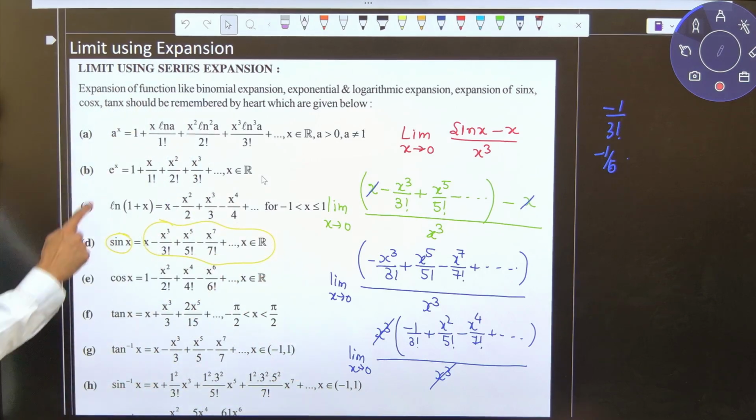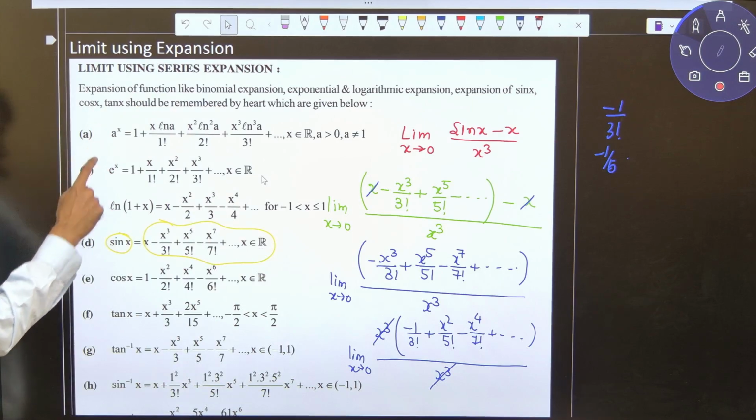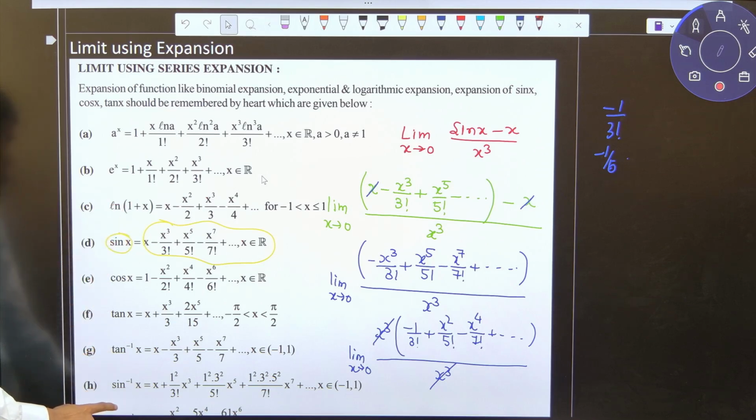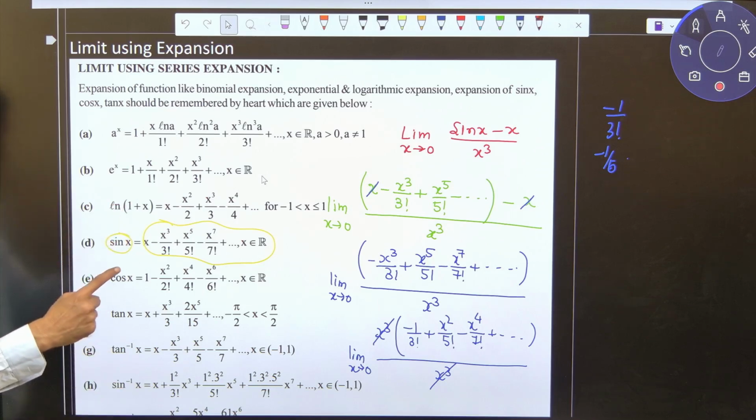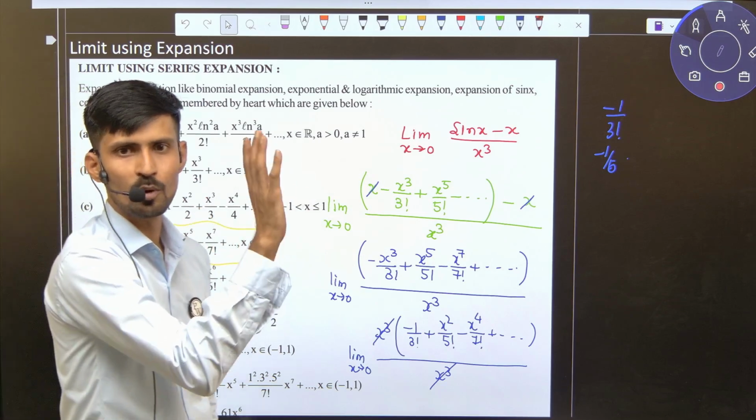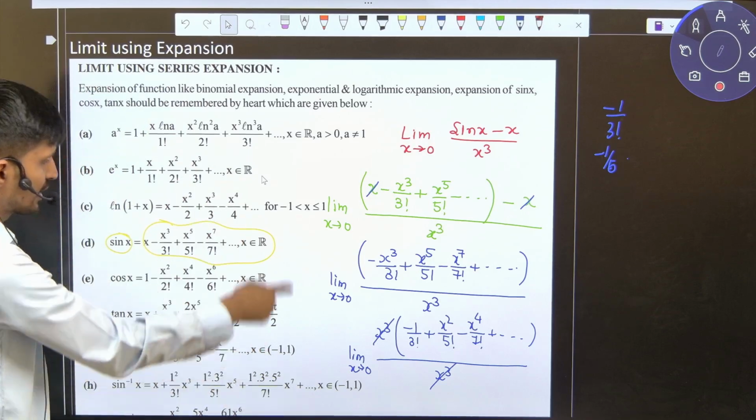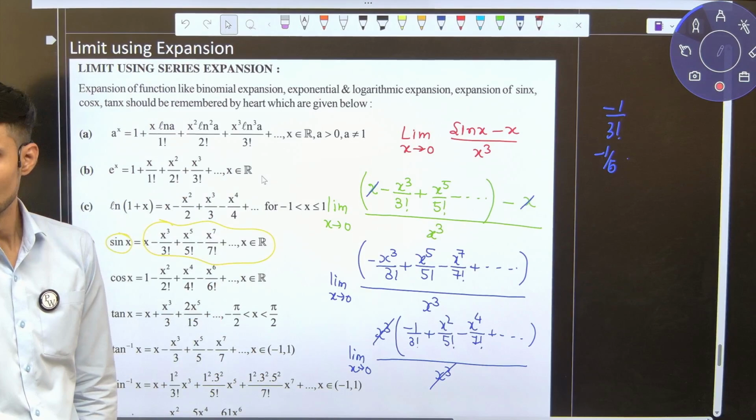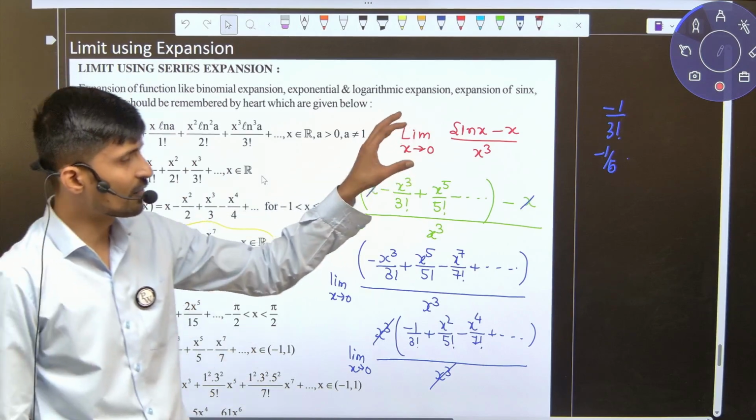See this. Exponential, logarithmic, trigonometry. And x raised to n minus a raised to n is already polynomial. So no need, we cannot change into polynomial. Polynomial is itself a polynomial. Okay. So first of all, you will identify which functions are there.